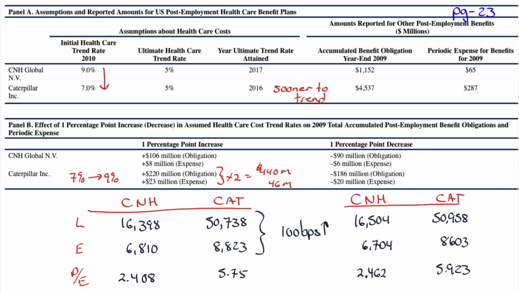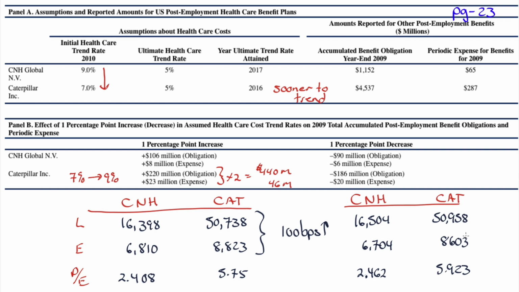Each will get 100 basis points above where they are, because that's the analysis that we have down here, right? Well, nothing here affects the asset. We have an obligation and an expense. So if the obligation increases, the equity would have to decrease as a result, right? So for CNH, it goes from 398 to 504, and this will go from 810 down to 704 on the debt equity, which changes the ratio to 2.462 from 2.408.